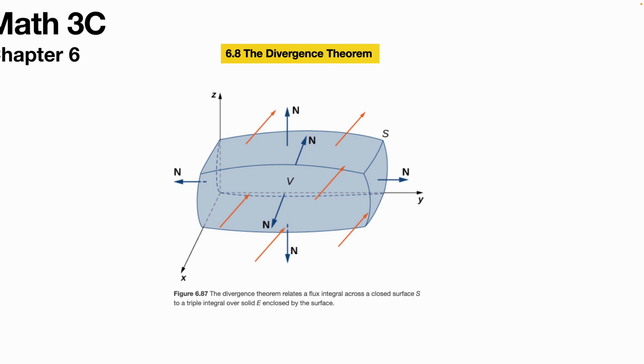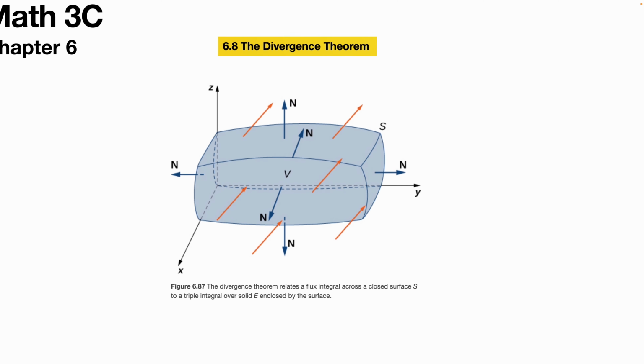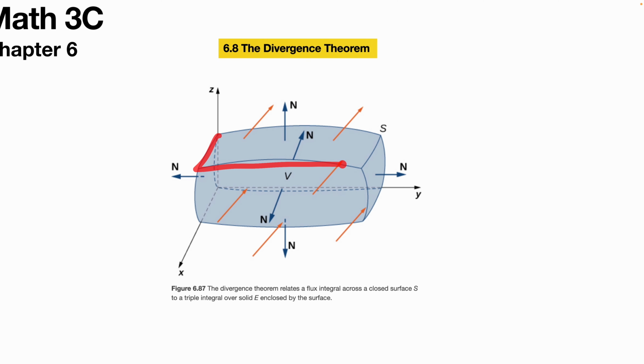Here's a nice little picture. The picture is really shaped in a way to help motivate the baby proof that is provided in the book. Again, I'm not going to go over it. And essentially they break it up into pieces. Here you want to think of this as a rectangular box where you can look at flux across this and then flux across that and so forth.